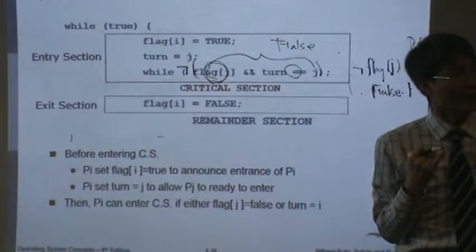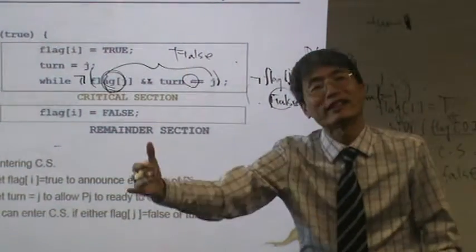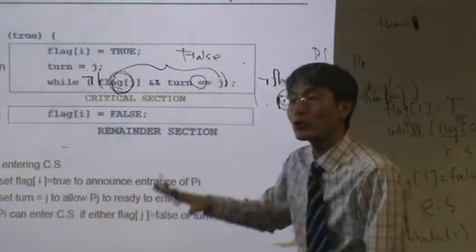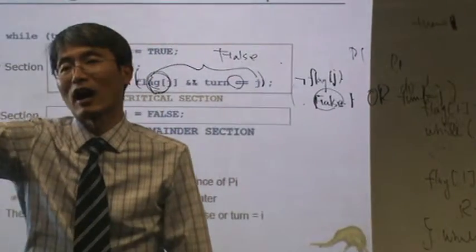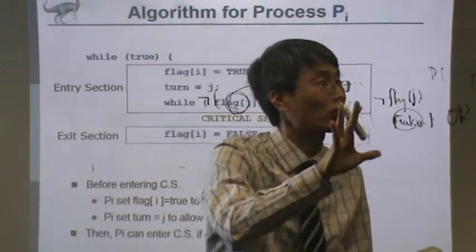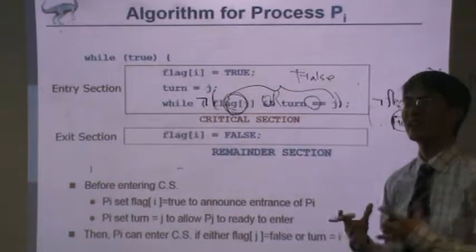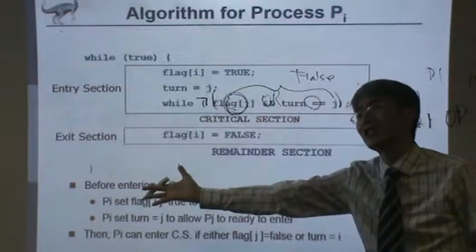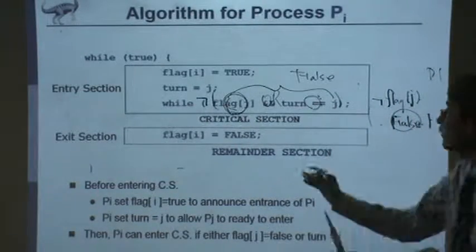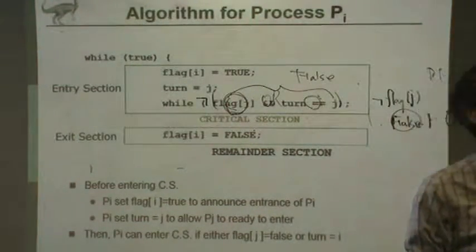If I want to access the data, then if other is false, if the other process is not in the critical section, then I can enter, even though it's not my turn, because no other process is accessing the flag, or no other process is intending to access the critical section. Then I'm the only one, so I can access. Or if it's my turn, if not the other process's turn, which means it's my turn, then I can access the critical section. If I determine that, that is too strong a rule.